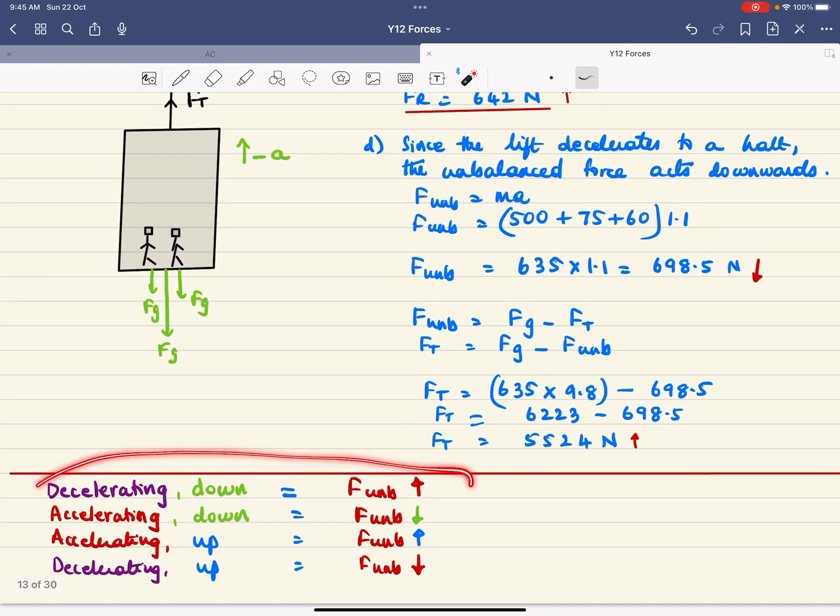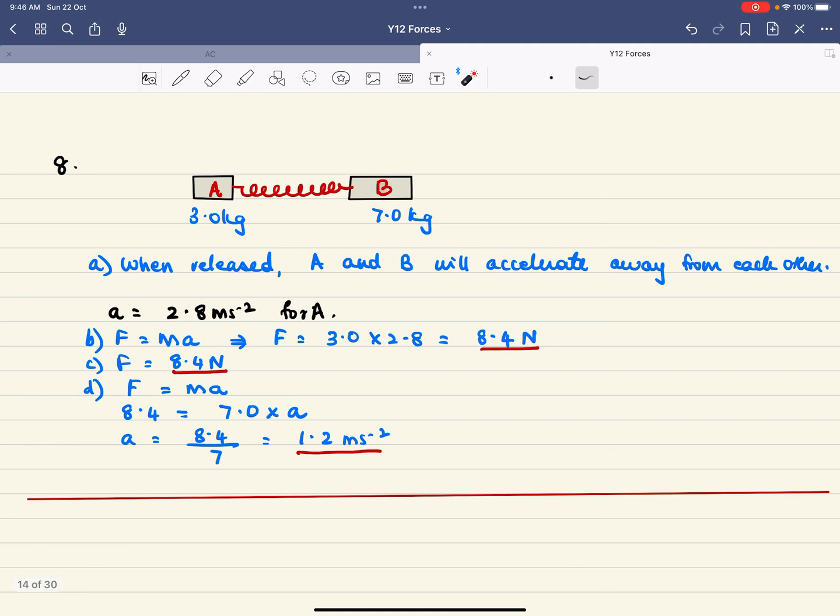And here is the summary. If it's decelerating down, then the unbalanced force is up. If it's accelerating down, then the unbalanced force is down. If it's accelerating up, then it has to be up. But if it's decelerating up, then the unbalanced force has to be downwards. And then there's one last question here, if you'd like to take a look.